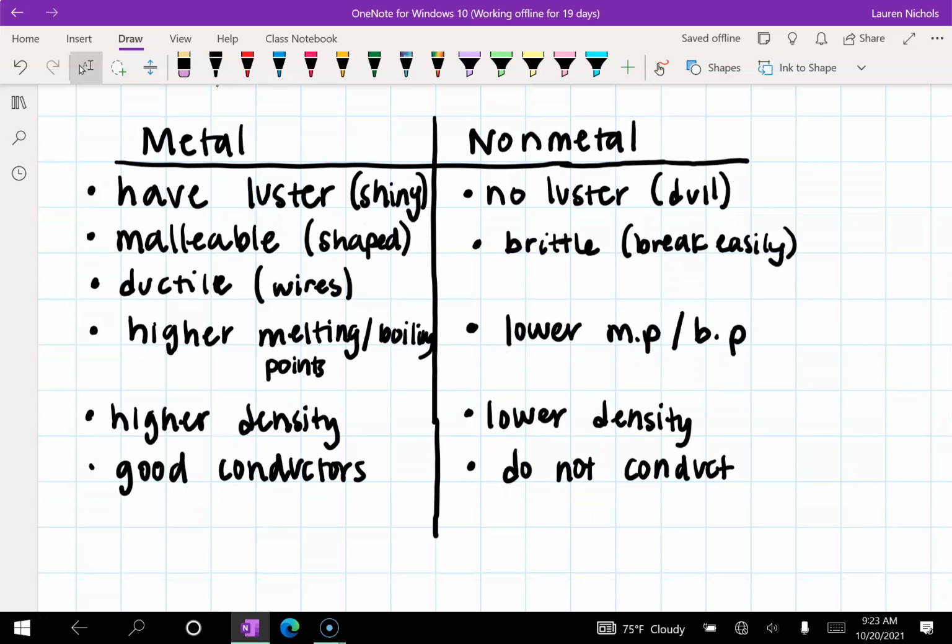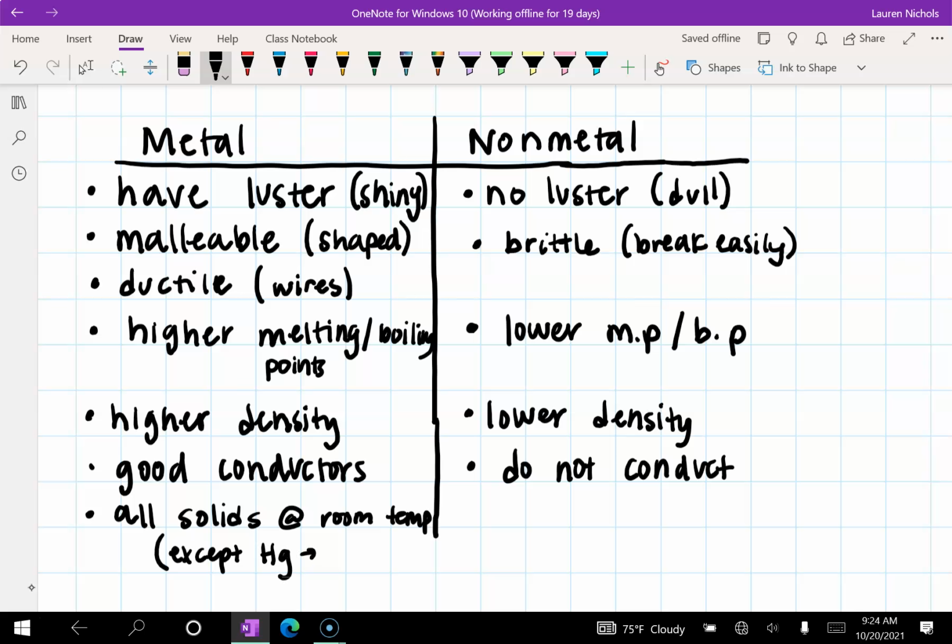We can also say that metals are almost all solids at room temperature. The only exception to that rule is mercury, which is a liquid at room temperature. There are actually only two liquids on the entire periodic table at room temperature, and that's mercury and bromine. Nonmetals can be solids, liquids, or gases at room temperature.